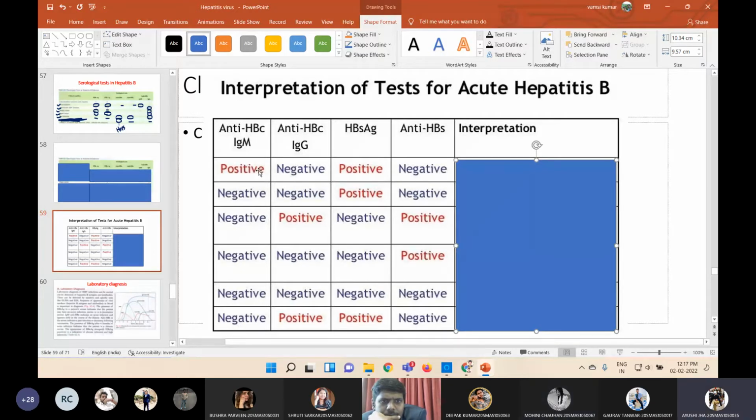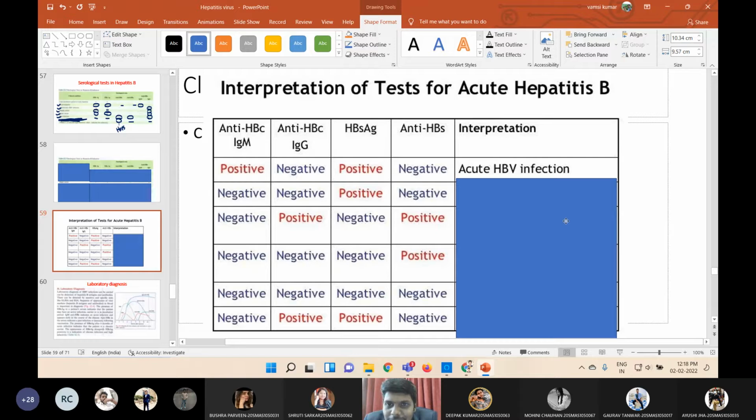Acute infection, because in a simple carrier, IgG is present, not IgM. Very good. In a simple carrier, core G will be present actually. So this is an acute infection. First one is correct. So the first one is acute infection. Very good, students. Nice interpretation.